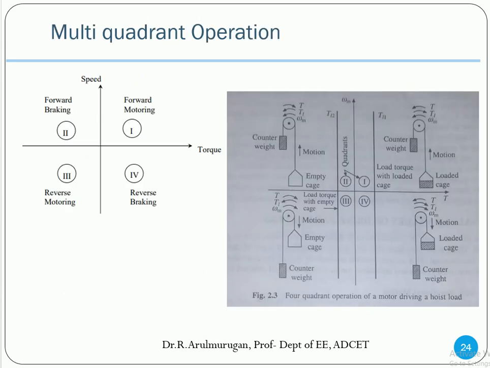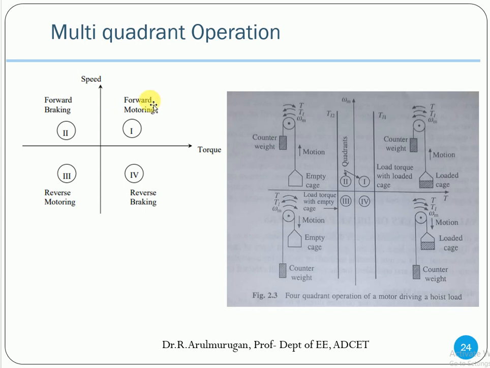The next one is dynamic conditions. About dynamic conditions, one example is multi-quadrant operation. So what is multi-quadrant operation? It is the simplest one, and only 3 points are needed, so it is easy to remember. This diagram of speed versus torque shows 4 quadrants: quadrant 1, 2, 3, 4.